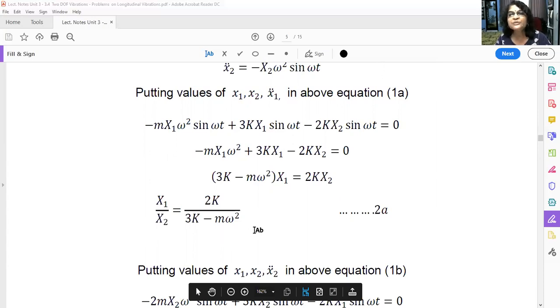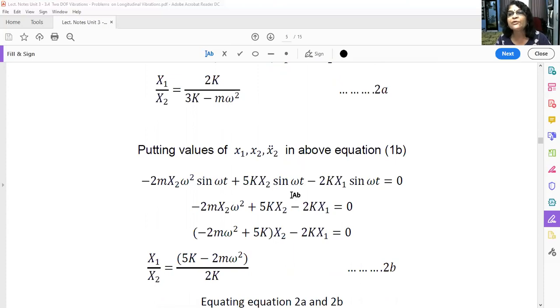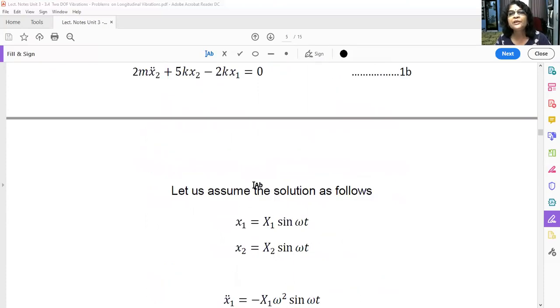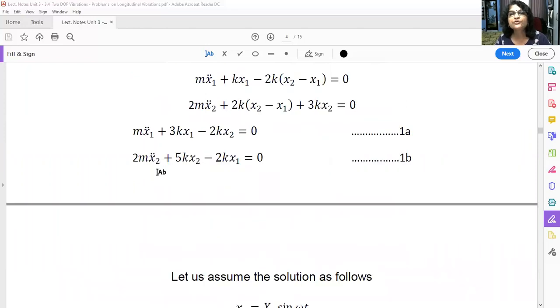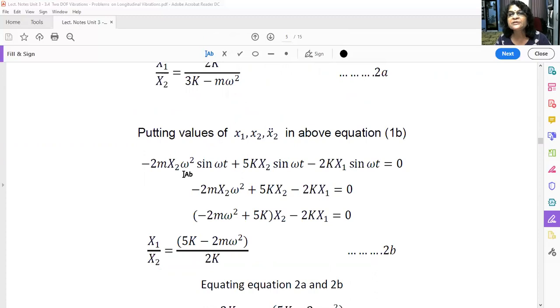Now let us put the values of x1, x2, x2 double dot in the second equation. In this equation, put x2 double dot, put x2 and put x1. What will we get? See here, minus 2m X2 omega square sin omega t plus 5k X2 sin omega t minus 2k X1 sin omega t is equal to 0. So sin omega t will be cancelled out from each term. What is remaining now? Minus 2m X2 omega square plus 5k X2 minus 2k X1 is equal to 0.